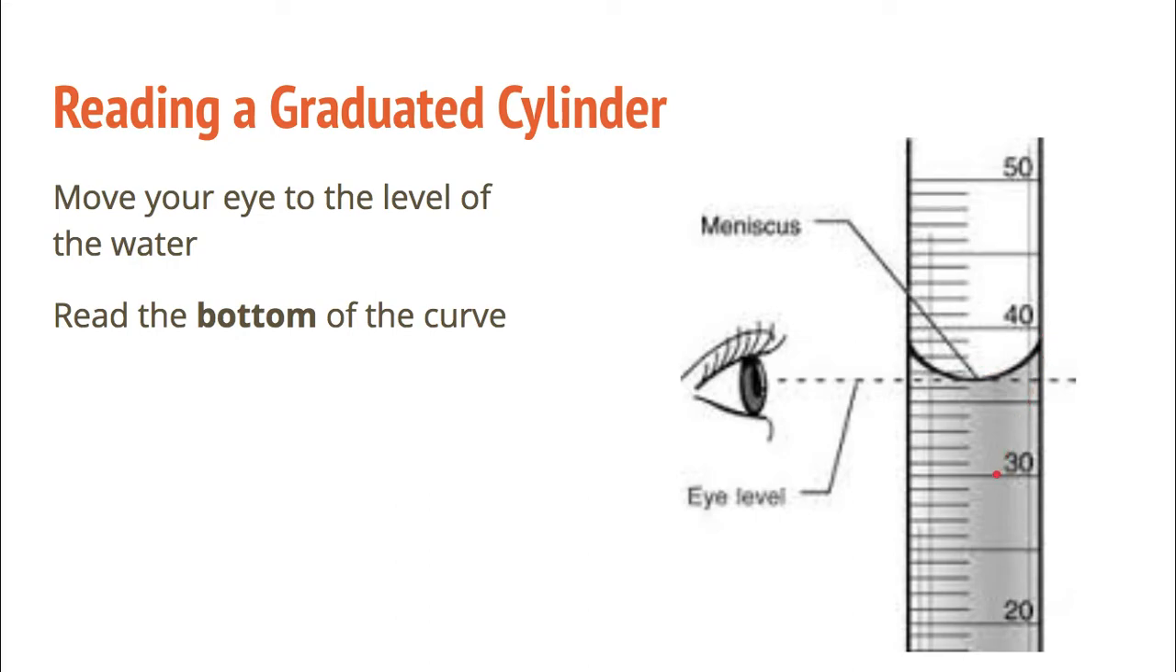So in this example, this would be 30, 31, 32, 33, 34, 35, 36. I would say 36.5 milliliters of water. I wouldn't read the top because that would give me the wrong amount of volume.